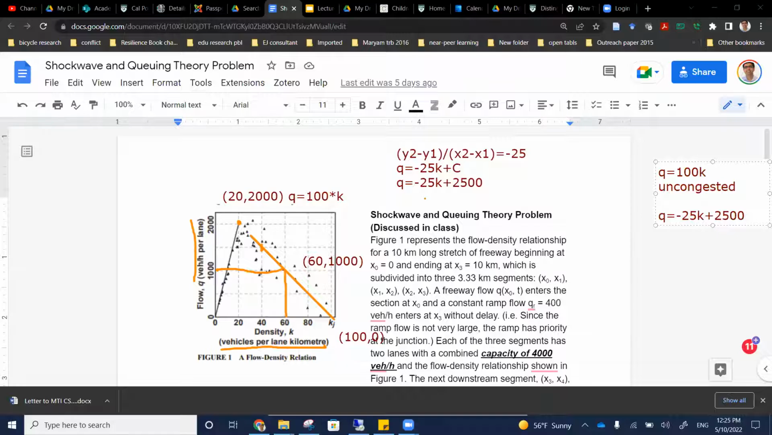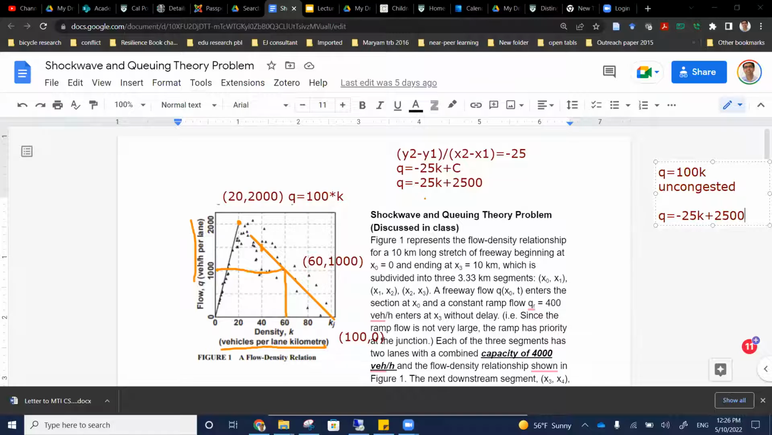You can also tell me, and I can also tell you, that there is the boundary here between congested and uncongested. We've simplified that. So when there is no congestion, vehicles move at 100 kilometers per hour. And then when there is congestion, vehicles move at a different speed. That will be determined by whatever the value of Q over K happens to be according to the second equation.